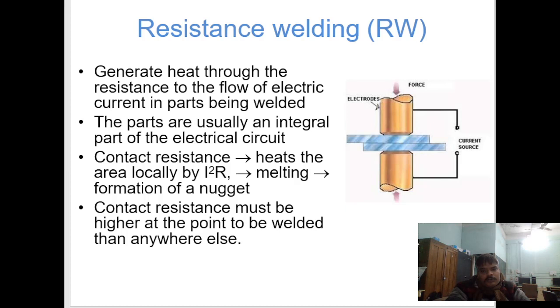Welding process: resistance welding generates heat through the resistance to the flow of electric current in the parts being welded. The parts are usually an integral part of the electrical circuit. Contact resistance heats the area locally by I squared R, causing melting and formation of a nugget. Contact resistance must be higher at the point to be welded than anywhere else.